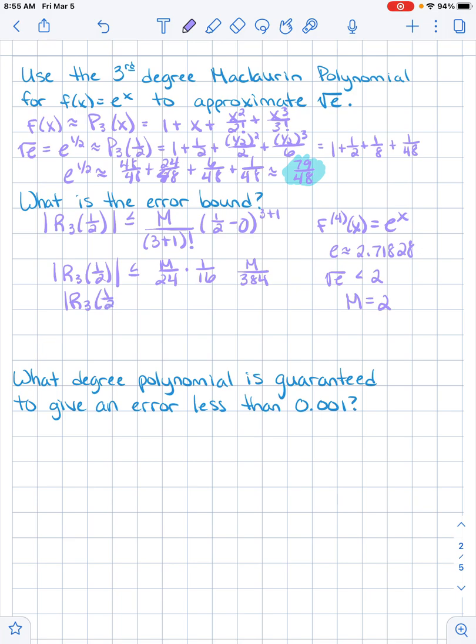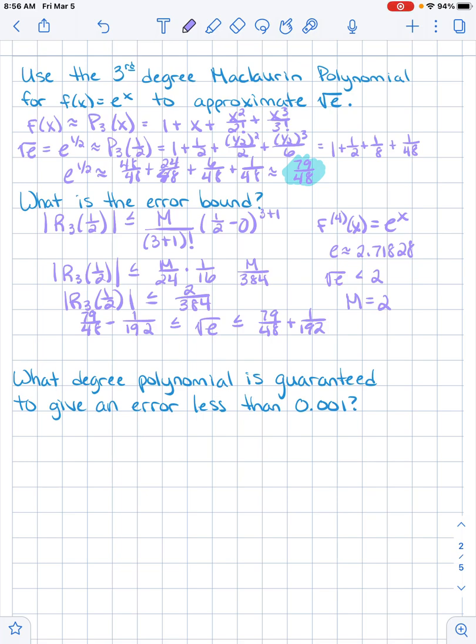All right, so if I let m equal 2, then I know that the remainder will be less than 2 over 384. The error bound then would be 79 over 48 minus that value, which is 1 over 192. And it'll be greater than that, but less than 79 over 48 plus 1 over 192.